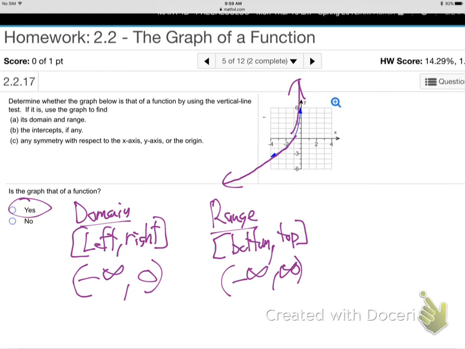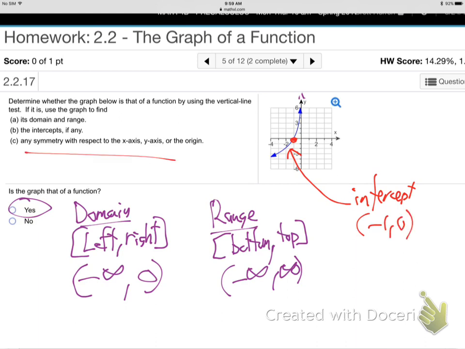Intercepts. What are the intercepts on this one? Where does it hit the grid lines? Just right there, huh? That's the only one. What is that point? That's a back 1 up 0, looks like.